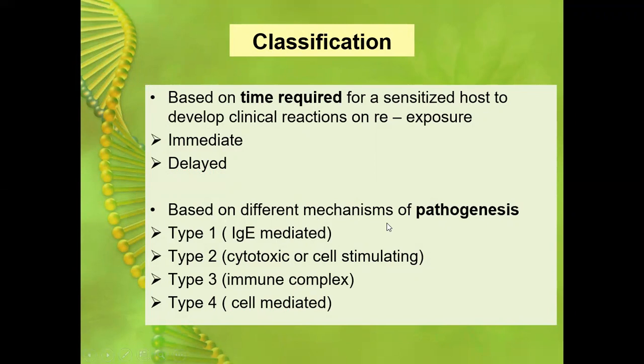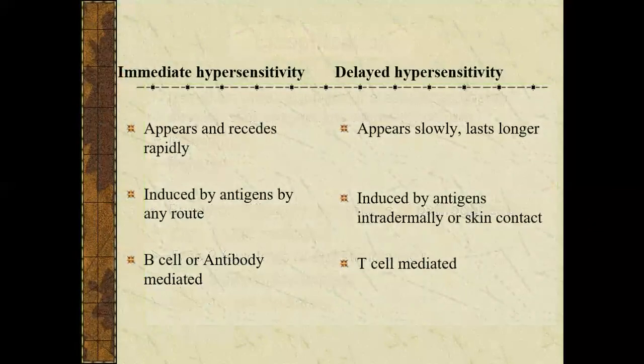Based on different mechanisms of pathogenesis, the type 1 hypersensitivity reaction is immunoglobulin E mediated. So this immunoglobulin E mediated reaction, along with mast cells, is involved in type 1 reactions. And the type 2 are cytotoxic or cell stimulating reactions. Type 3 is immune complex and type 4 is cell mediated hypersensitivity reaction.